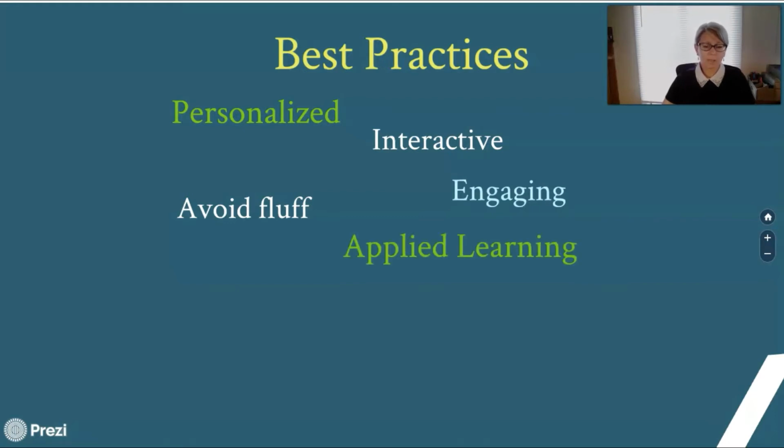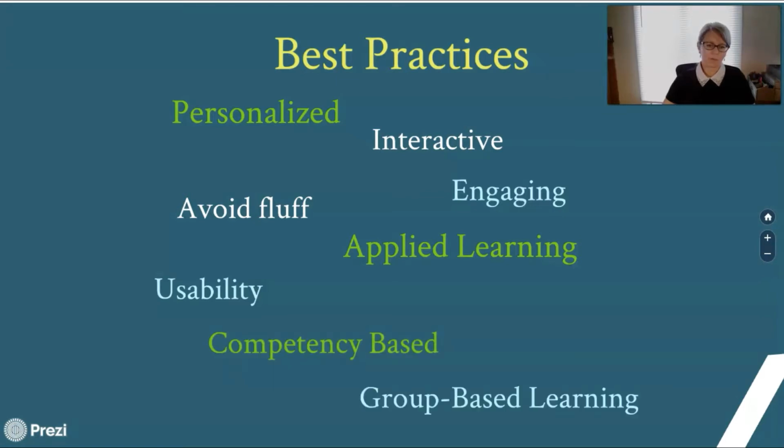Applied learning. Are they applying what they're learning in your class in a really applied, hands-on way? Usability. Things that will be really useful to them as they move forward. Competency-based, and of course group-based learning is something that's really great for online discussions. You get a lot of group-based learning. And sustainability, you want stuff that's really going to be, like I said, that 20% that they're going to use for 80% of their life later.